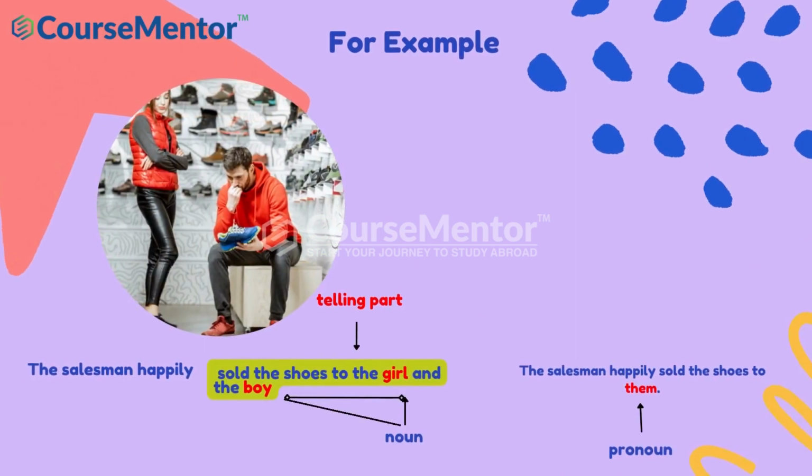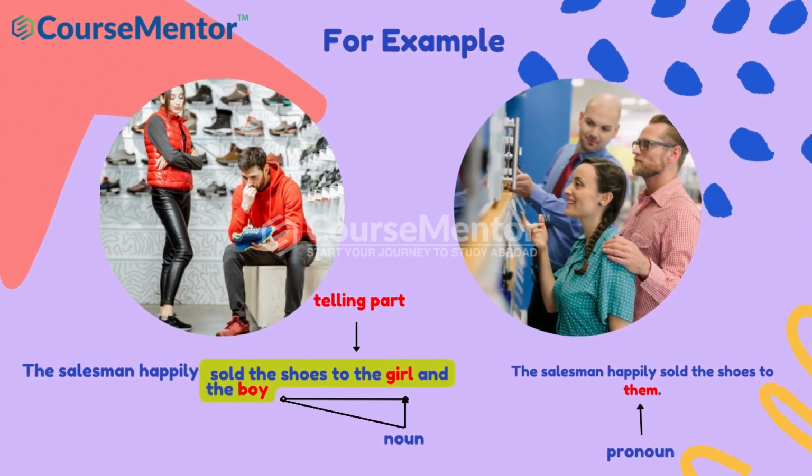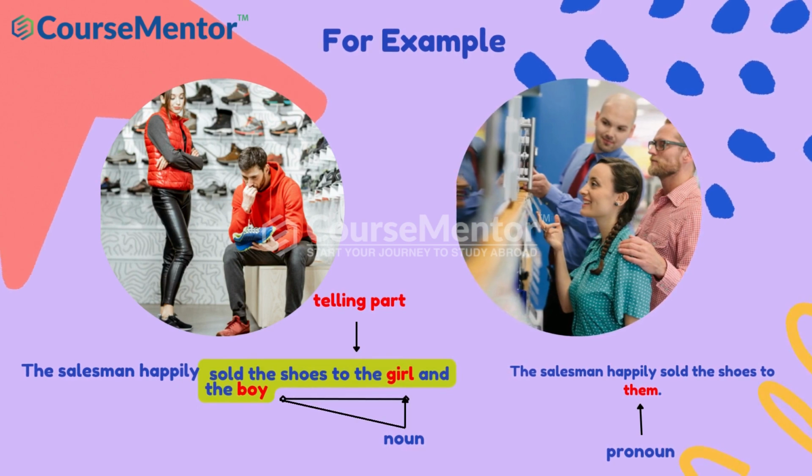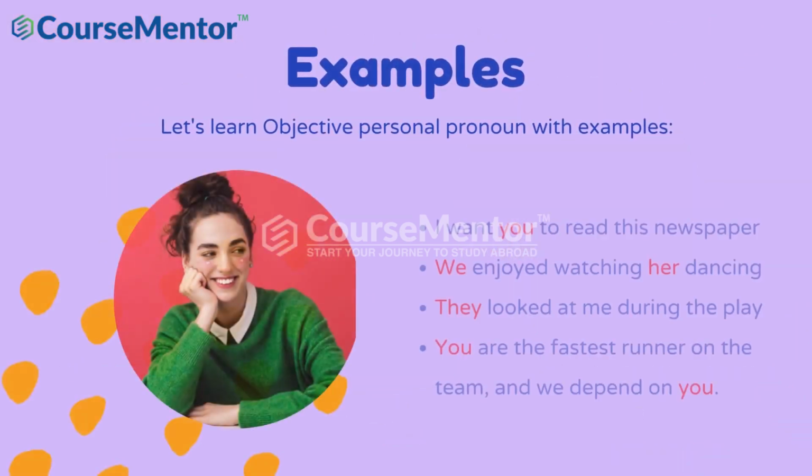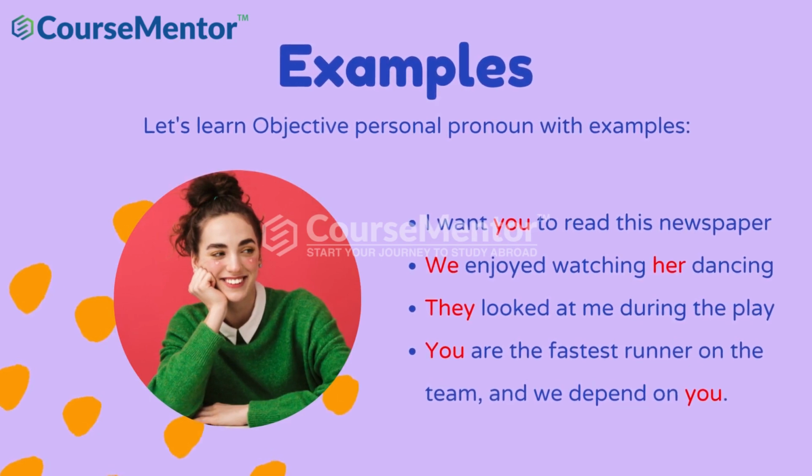For example, the salesman happily sold the shoes to the girl and the boy. The salesman happily sold the shoes to them. In this example, you can see that the girl and the boy are replaced by the pronoun them. Now, let's learn objective pronouns with examples.